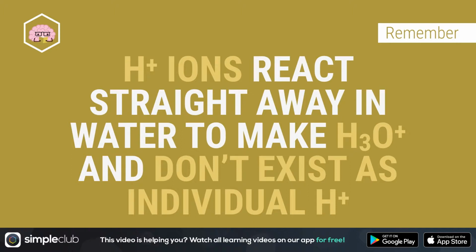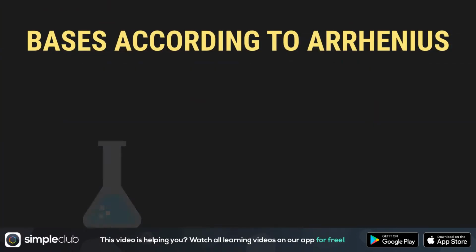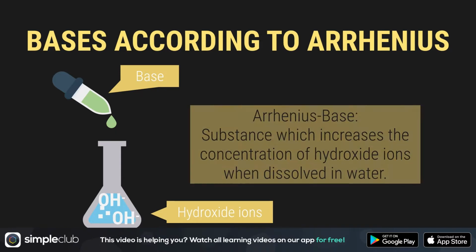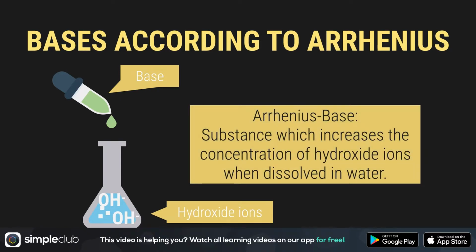That's fine so far, but Arrhenius hasn't given us a definition for bases yet. According to Arrhenius, if you add a base into solution with water drop by drop, OH- particles will form in the water, the so-called hydroxide ions. If you want to memorize another sentence, try this one. A substance is an Arrhenius base if it increases the concentration of hydroxide ions when dissolved in water.